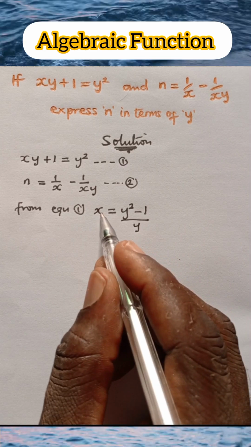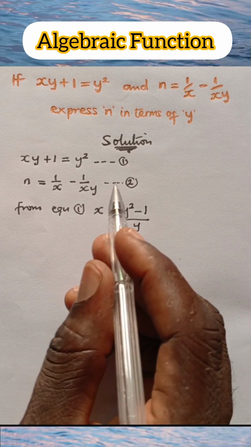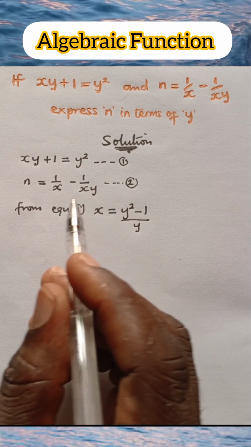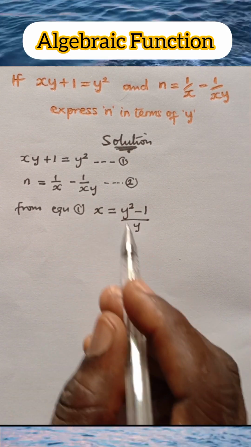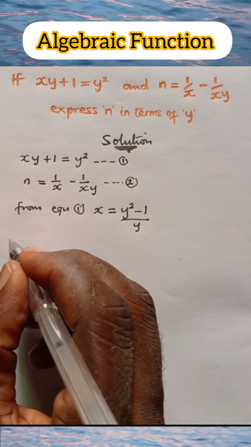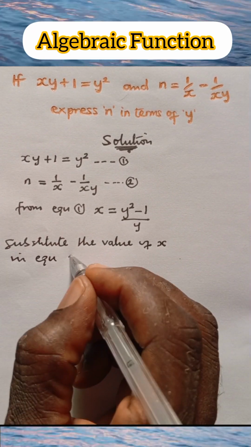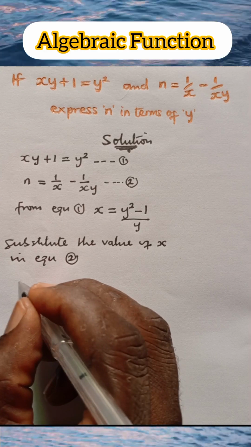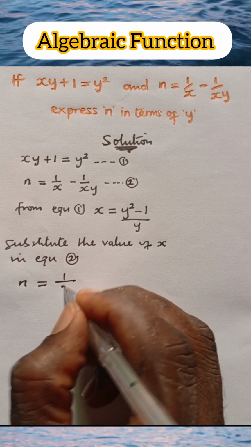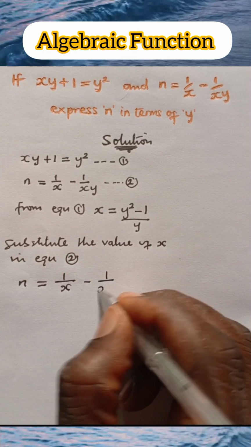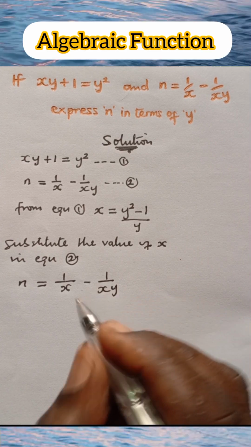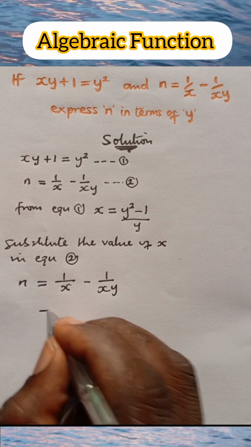We're now going to put this value of x in equation 2. In other words, wherever we find x, we put this expression there. So we say substitute the value of x in equation 2. Here is equation 2. n equals 1 over x minus 1 over xy. So where we find x, we put that expression there.